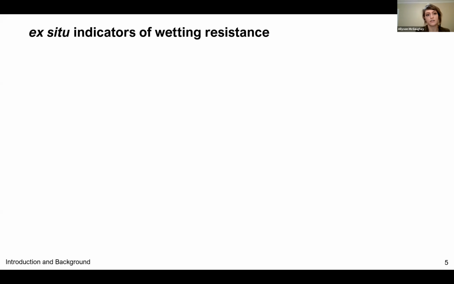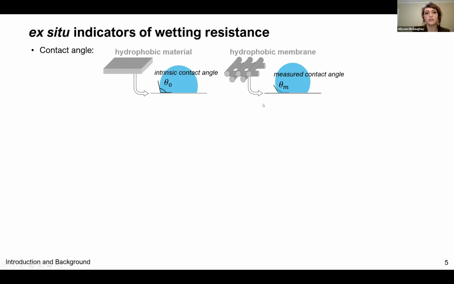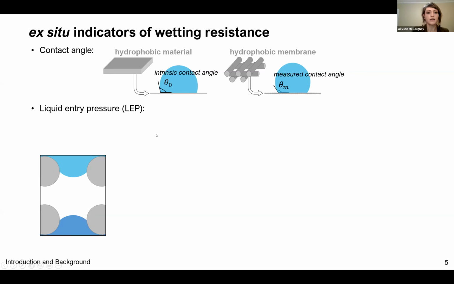In many cases, researchers rely on what I'm calling ex situ indicators, just referring to parameters that are measured outside the MD process. Contact angle, of course, is used to characterize membrane hydrophobicity. Either the intrinsic or the measured contact angle on the membrane itself are frequently used. And liquid entry pressure, or LEP, is commonly used to characterize wetting resistance. LEP is defined as the minimum transmembrane pressure at which point liquid is forced through an unwetted pore.